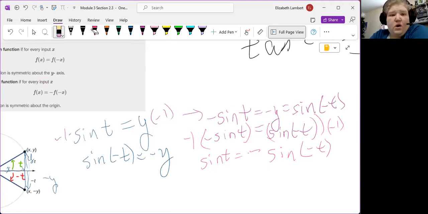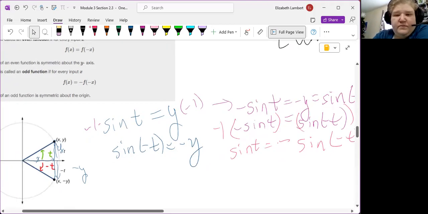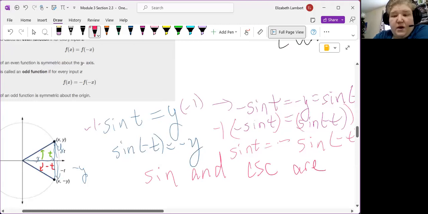Now, I could follow all of that same logic with cosecant. It'd just be 1 over everywhere instead of just the y's, but same thing. So sine and cosecant are odd.